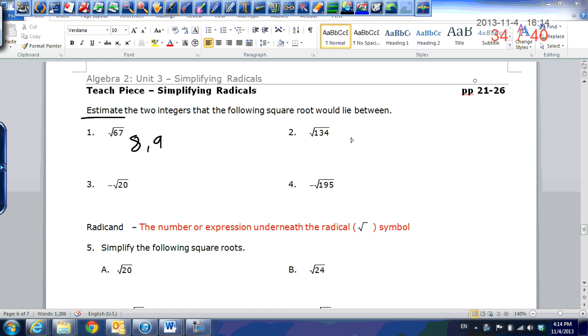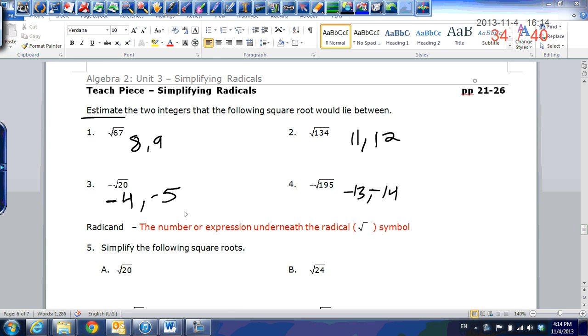So number 2, square root of 134, that's somewhere between 11 and 12. Negative square root of 20 is somewhere between negative 4 and negative 5. And then lastly, square root of 195 is somewhere between 13 and 14, and make it negative.